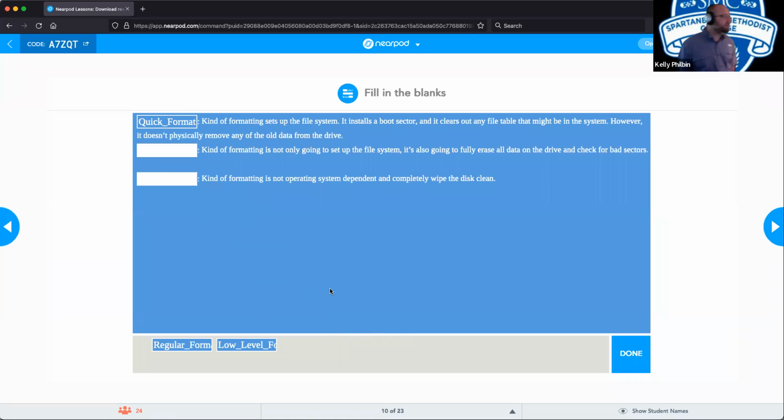All right, full formatting is not only going to set up the file system, it is going to fully erase all data on the drive and check for bad sectors.